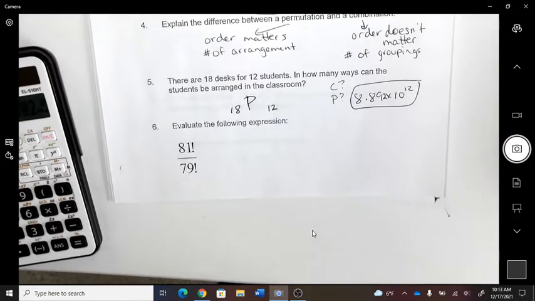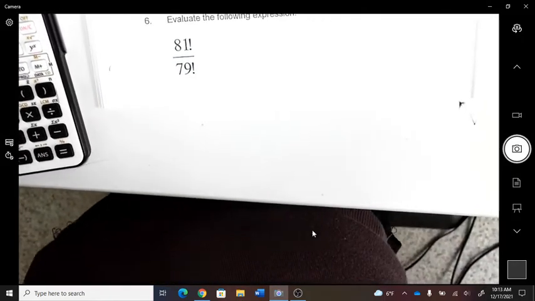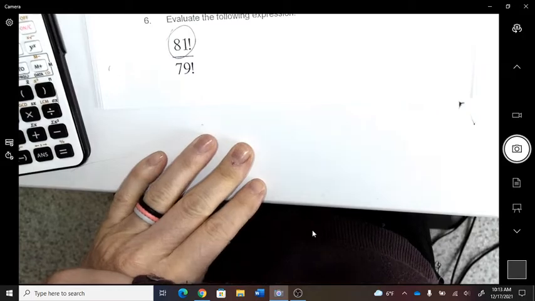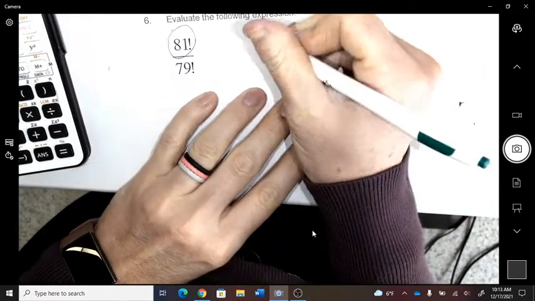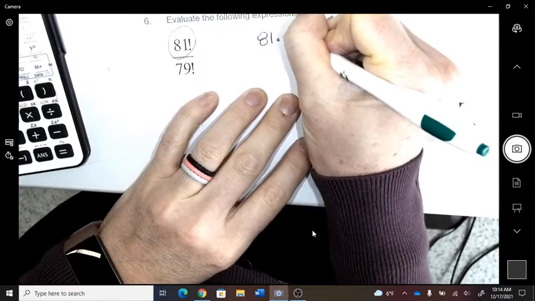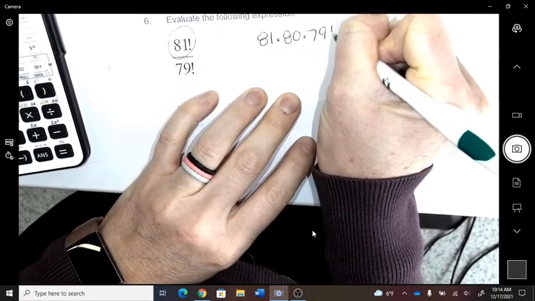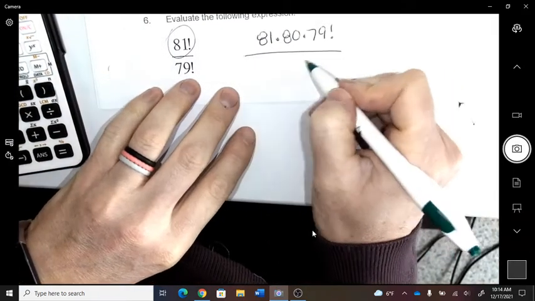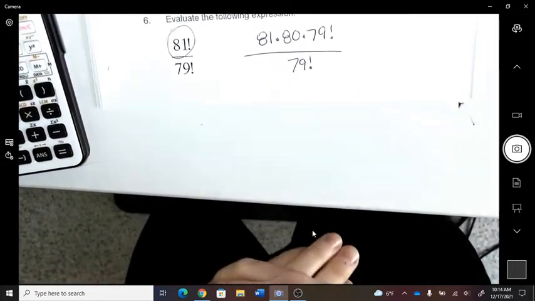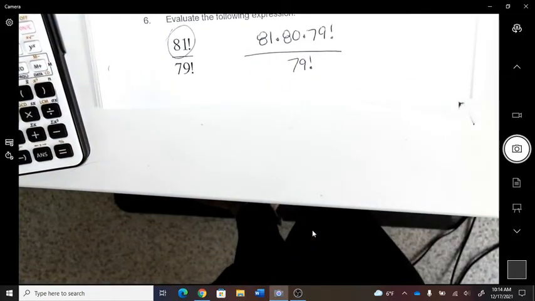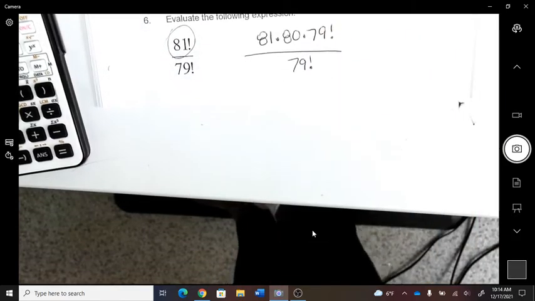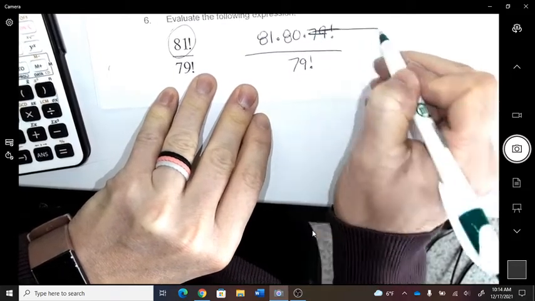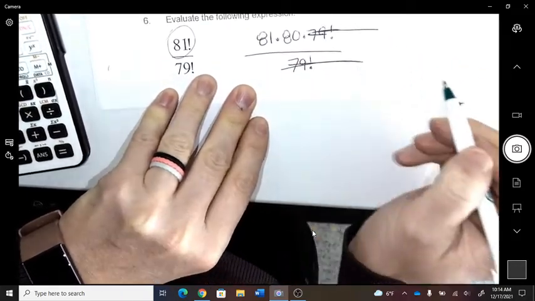All right, number 6, factorials. So the rule is to expand the bigger one. So that's that. And I'm going to go all the way to hit a 79. So 81 times 80 times 79 and beyond. Okay, do you notice where my factorial marks are? Okay, the exclamation marks. Make sure you get those in the right spots. So basically you're saying 79 and everything below it, everything below it would cancel.